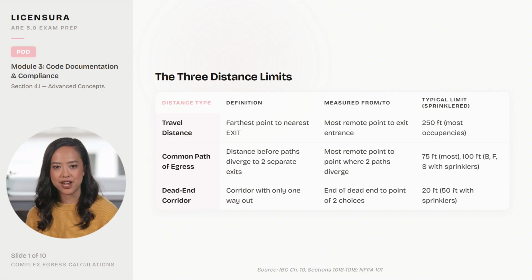Travel distance is measured from the most remote point to the nearest exit. Common path of egress travel is the distance before paths diverge to 2 separate exits. Dead-end corridor length is measured from the end of the dead end to the point where 2 directions are available. Each has different limits, and they must be checked independently. Getting them confused is one of the most common exam mistakes.